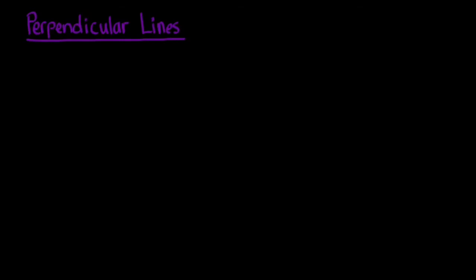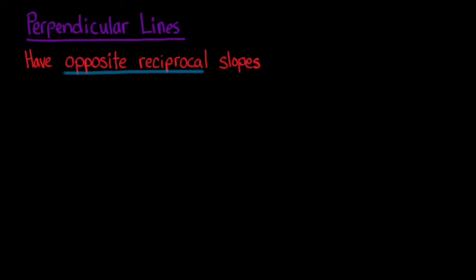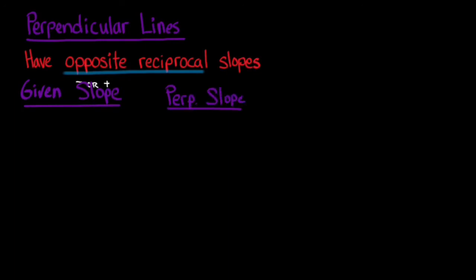Now, perpendicular lines are lines that meet at exactly 90 degrees. They make 4 right angles. They have opposite reciprocal slopes, right? Opposite means if it's positive, it's negative. If it's negative, it's positive. And reciprocal means to flip it over. So if I'm given the slope 2/3, it would be negative because it went from positive to negative, and then we flip it over, right? Opposite reciprocal.